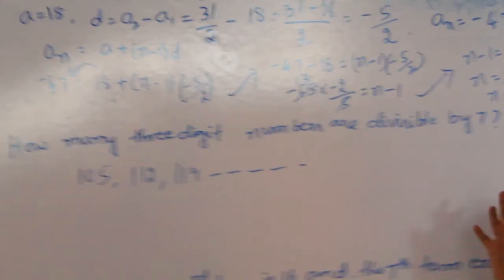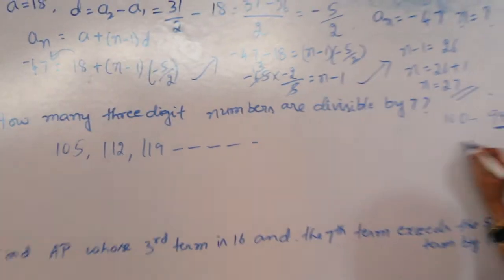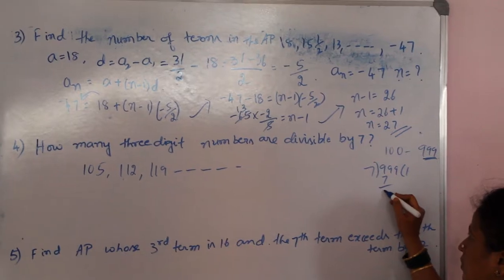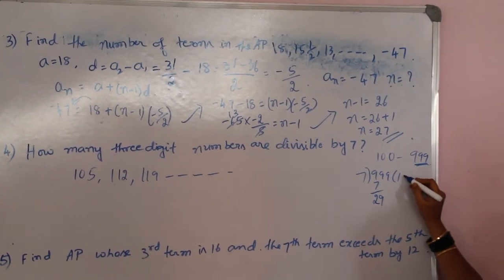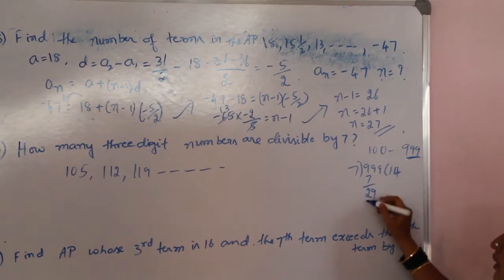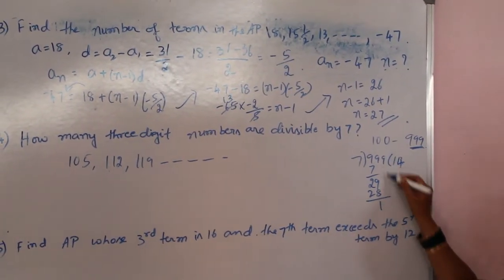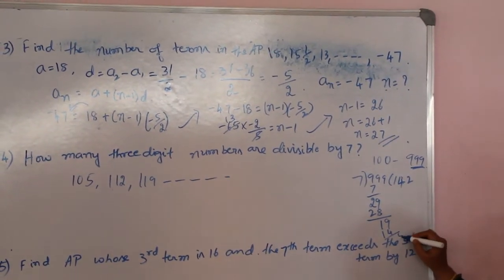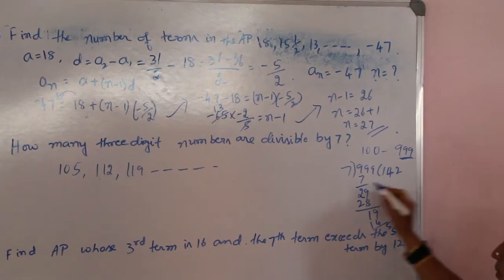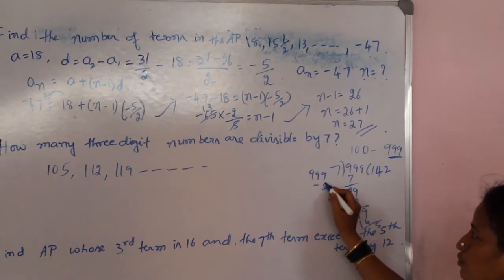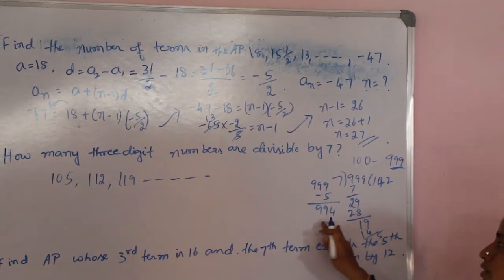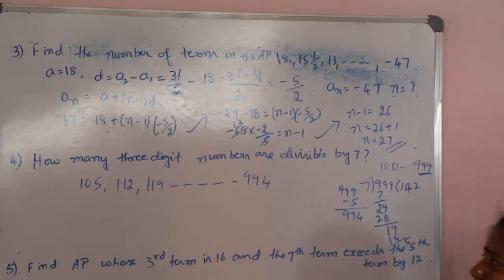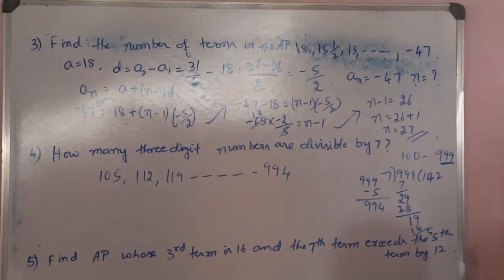Now we have to find out the last 3-digit number. The last 3-digit number is 999. Divide it by 7. 7 ones are 7, 9 minus 7 is 2, bring down 9. Next 7 4s are 28, 29 minus 28 is 1, 19. Next 7 2s are 14, 19 minus 14 is 5. So 5 is the remainder. Subtract 999 minus 5, we get 994. See, this 994 is divisible by 7. So the last 3-digit number is 994. You can find it by this method.